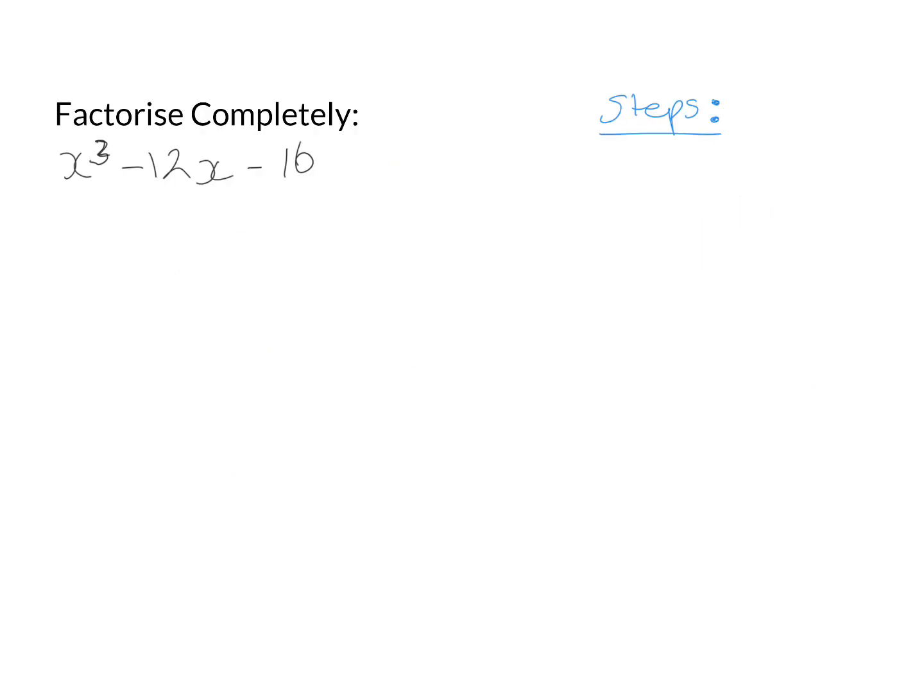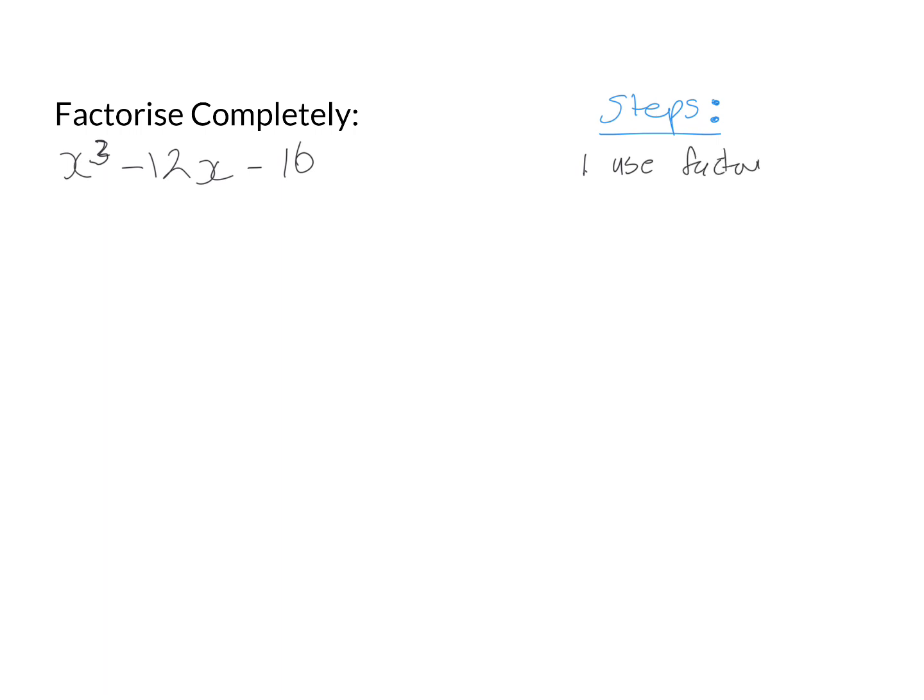So let's have a look at this question. It says here completely factorize, and it's given us x cubed minus 12x minus 16. Right, on the right we're going to put some steps. The first step is to understand what the factor theorem states, or the remainder theorem states.